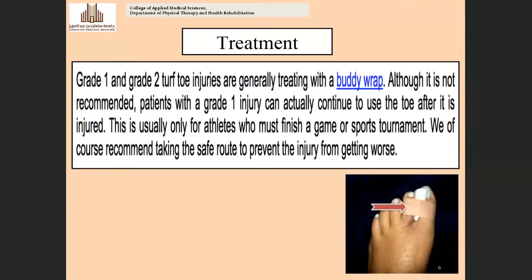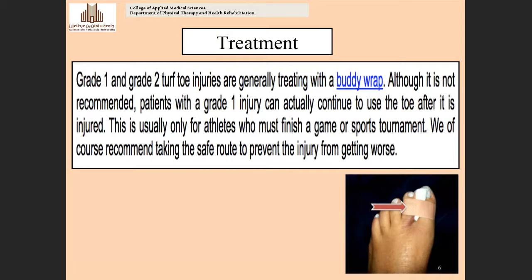Grade 1 and grade 2 turf toe injuries are generally treated with the body wrap. You can see this picture. The purpose of this strapping, or taping procedure, is to stabilize the joint. The main purpose of this taping or strapping procedure is to provide rest to the metatarsophalangeal joint, as you can see with the body wrap.